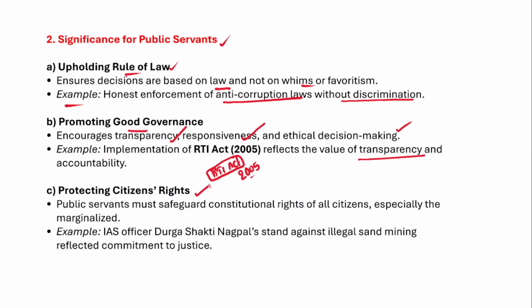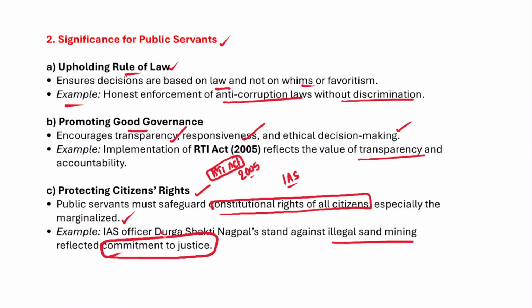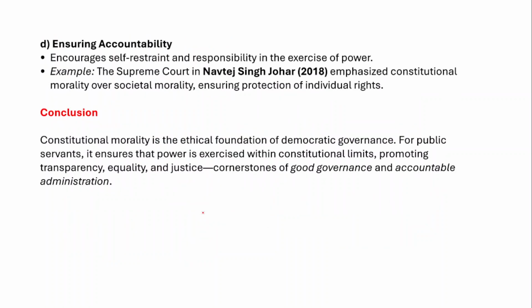And then we need to talk about citizens' rights, because citizens' rights also form part of the constitutional morality, right? So they are core values. Now public servants should safeguard the constitutional rights of all citizens, especially the marginalized sections of the society. For example, IAS officer Durga Shakti Nagpal. So she took a stand against illegal sand mining, and that has been reflected in her commitment to justice, right? So this is how you need to include examples in each of these points.